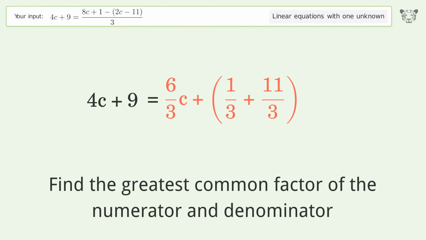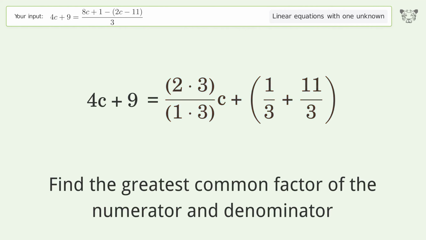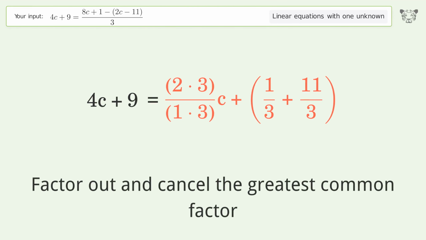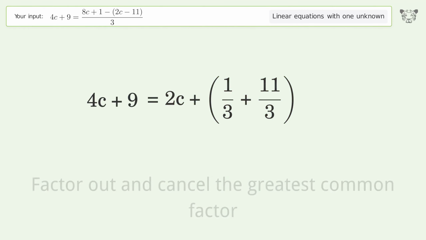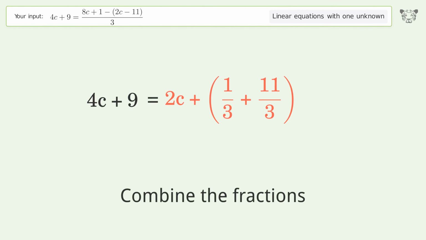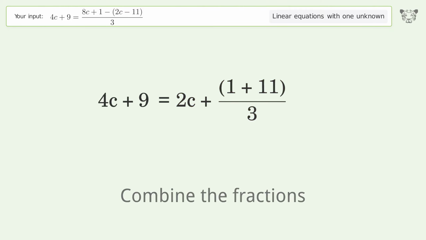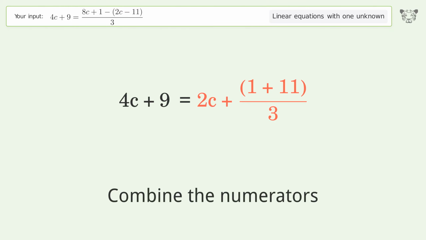Find the greatest common factor of the numerator and denominator. Factor out and cancel the greatest common factor. Combine the fractions. Combine the numerators.